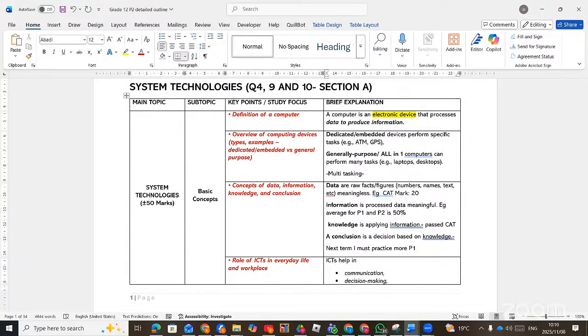So you can be given a scenario, then they can ask you to deduce the data, the information, the knowledge, and conclusion out of it. So these are the examples that I've also given. So you must take note of that.